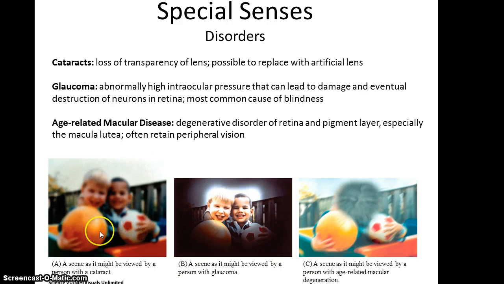The first one is what things would look like to someone who has cataracts that aren't completely opaque but have basically lost some of their transparency. The middle, or B picture, is what it would look like if someone had glaucoma. Basically, they're losing the peripheral vision and eventually it'll all be gone. And then C is an example of someone with age-related macular degeneration, which in this case, they're losing the center of their field of vision and it'll spread out until they're completely blind.